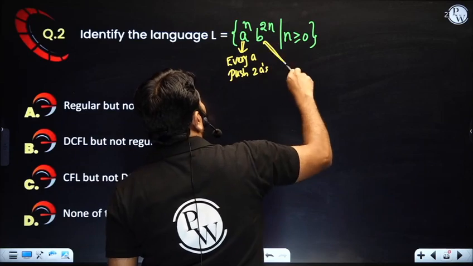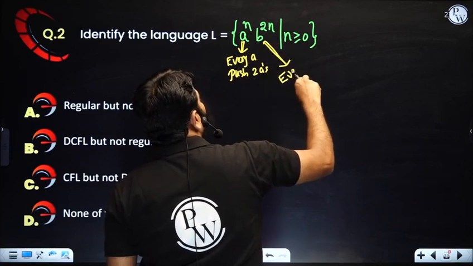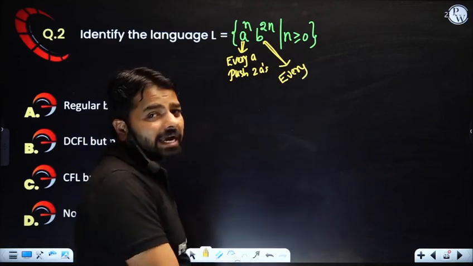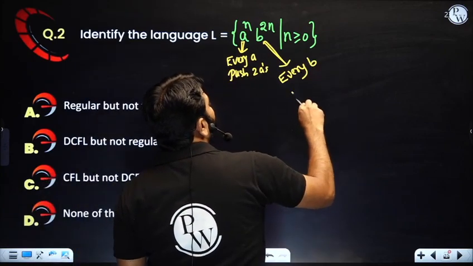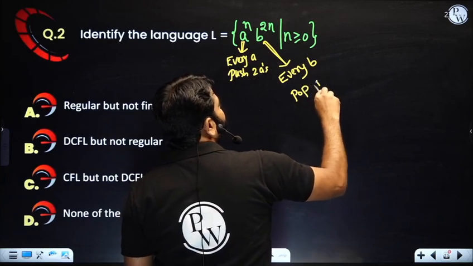Here what you do, don't say every 2 b's, because 2 b's I can't read at a time, right? So for every 1 b, I can pop now 1 a only.